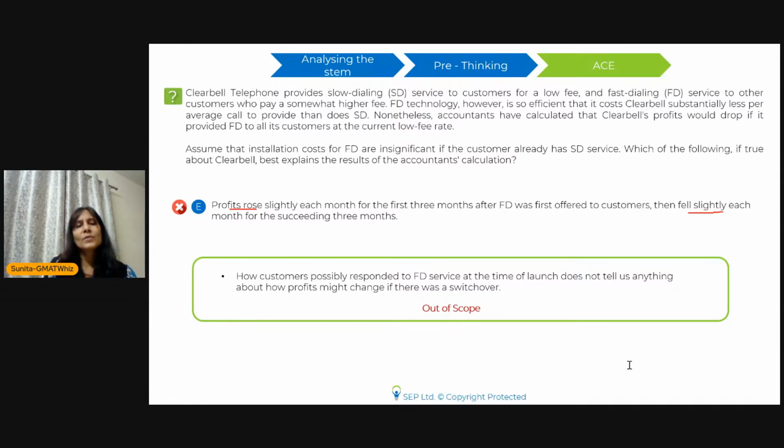At GMATWhiz, we bucket these incorrect options. We call it, okay, this is a distortion, this is just half truth and distortion, this is generalization, this is exaggeration, this is something which is out of scope. There is a way to identify each of these, and we focus on that. So focus on the elimination.